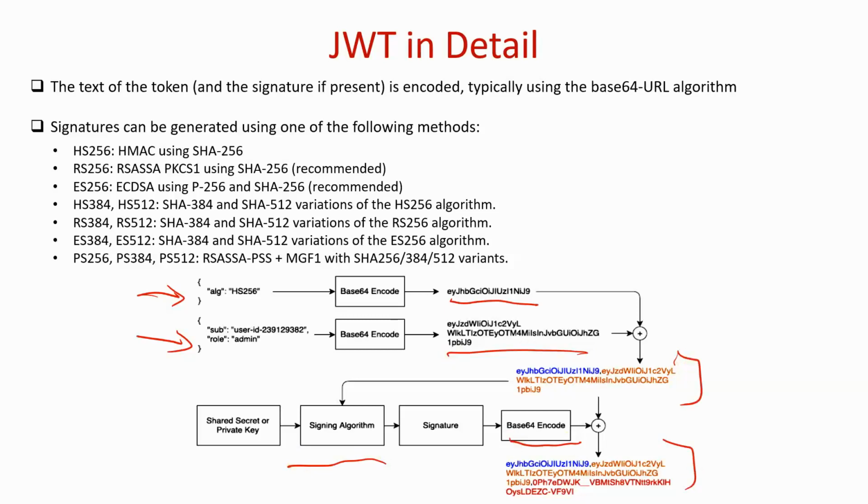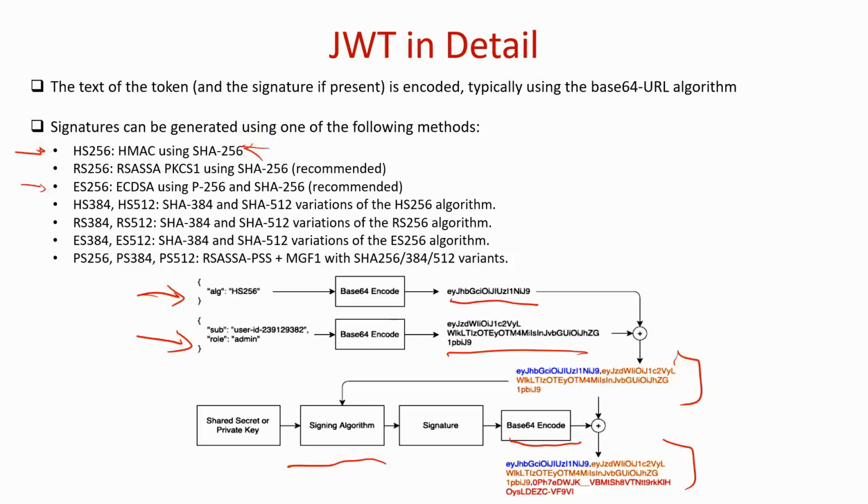Many algorithms are used for the signature. The most widely used one is HS256, which is basically just HMAC using SHA-256. RSA is also supported. There is elliptic curve DSA. There is HMAC, but using SHA-384 and 512. So the default one uses SHA-256, but you have the option of using more secure hashing algorithms as well.